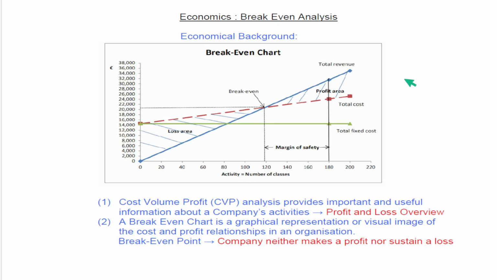Both lines lead us to two different areas. The first area is the loss area. In a loss area, the costs are higher than the revenues. The second area is the profit area. In the profit area, the revenues are higher than the cost. Now, as an intersection point, we have the so-called break-even point. The break-even point is the point where the company neither makes a profit nor sustains a loss.